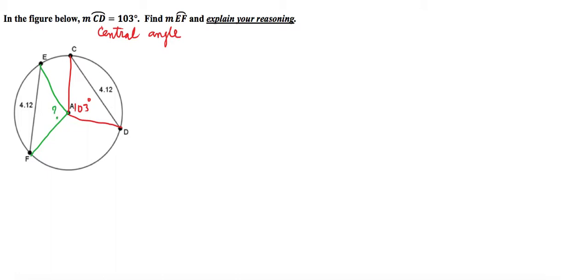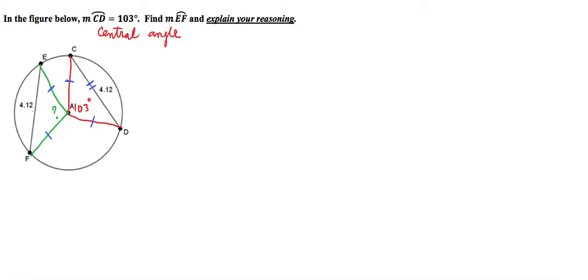Because remember, again, the arc measure is the same thing as the central angle. And from this picture, it would seem that we're kind of stuck, but we actually have quite a bit of tools at our disposal. So one thing that we can use here is the fact that all of these radii are equal, right? So CA, DA, FA, and EA are all equal to each other. And then we're told that these two chords happen to be equal to each other as well.